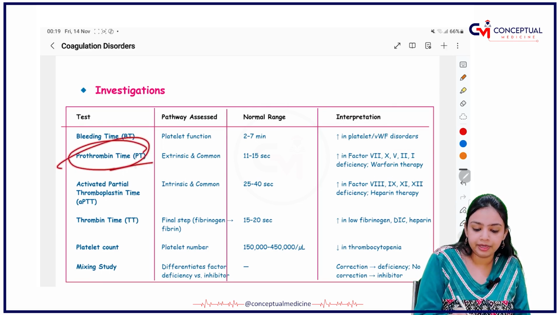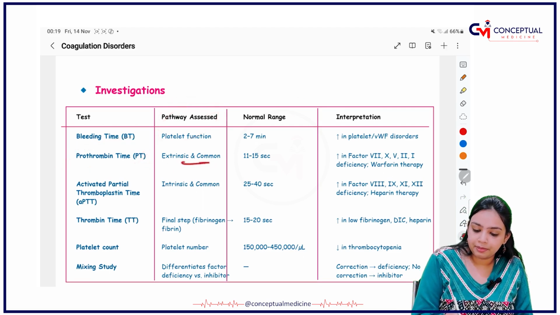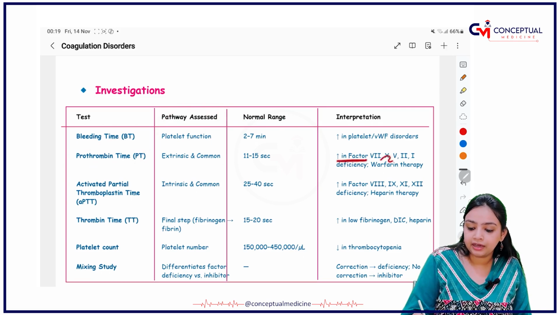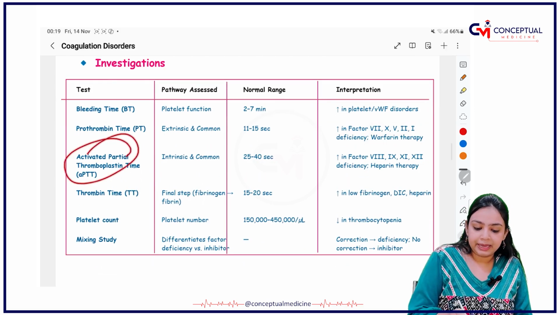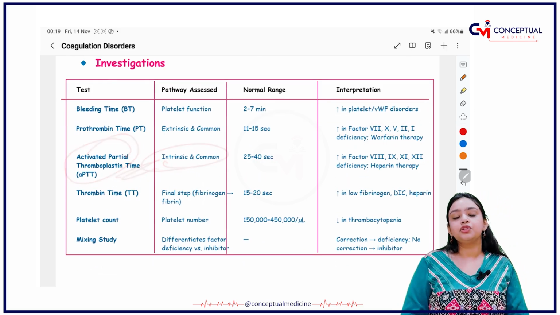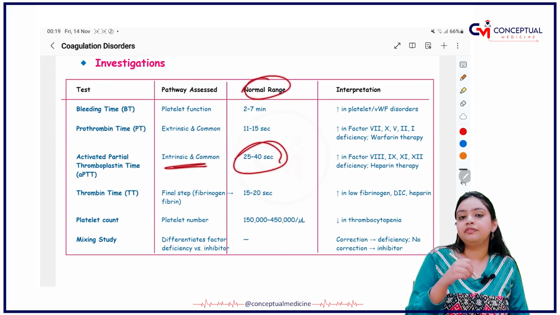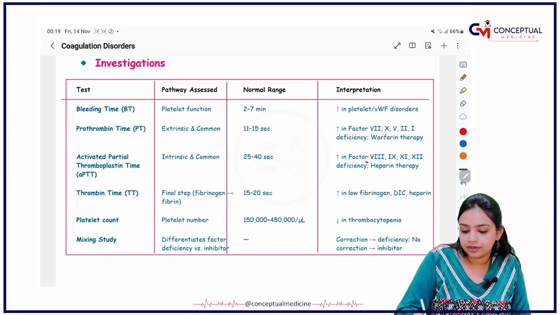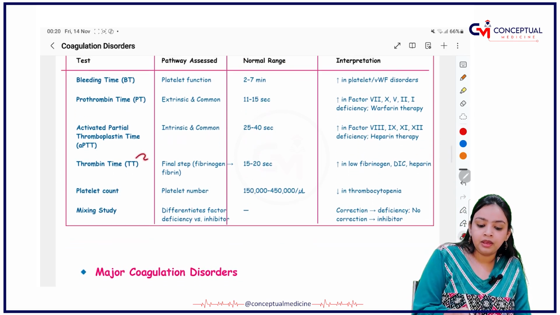Then prothrombin time. I have to assess my extrinsic pathway and the common pathway. Normal range is 11 to 15 seconds. It is increased in factor 7, 10, 5, 2, and 1 deficiency. Then you have the aPTT. It is used to assess your intrinsic and common pathway. Normal range is 25 to 40 seconds. It is increased in factor 8, factor 9, factor 11, and factor 12 deficiency.